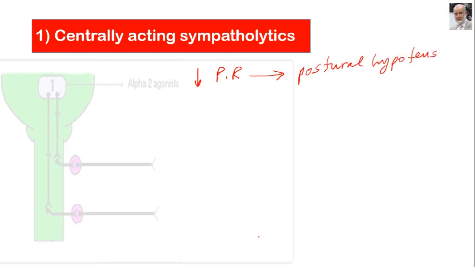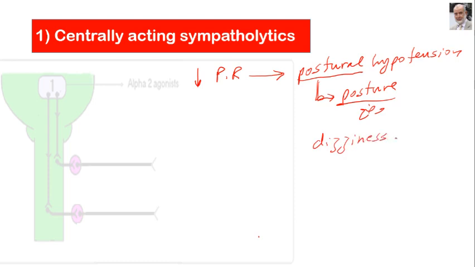hypotension. Postural means change of posture, for example from a lying position to standing. Change of posture will result in hypotension. The patient will feel dizziness and he might faint. Dizziness, because there is no blood reaching the brain, or very little of the blood reaching the brain, because the blood is pooled at the periphery, producing dizziness and possibly fainting in severe cases.